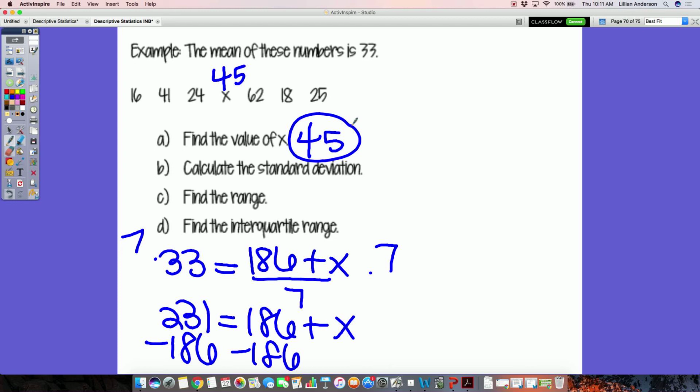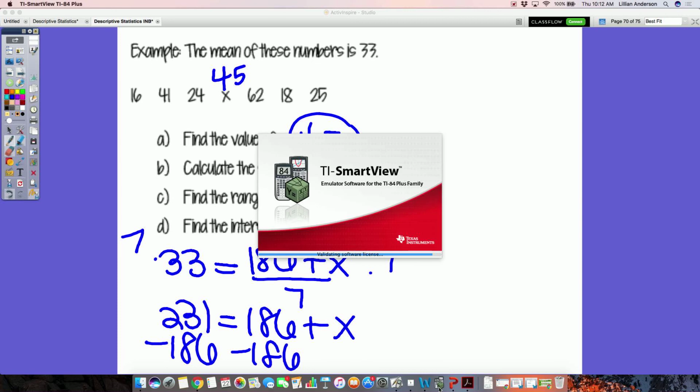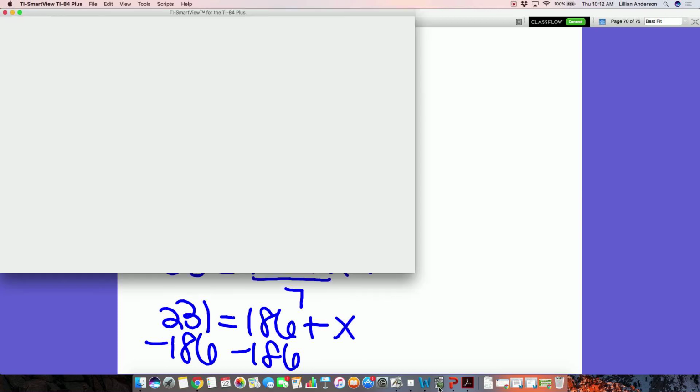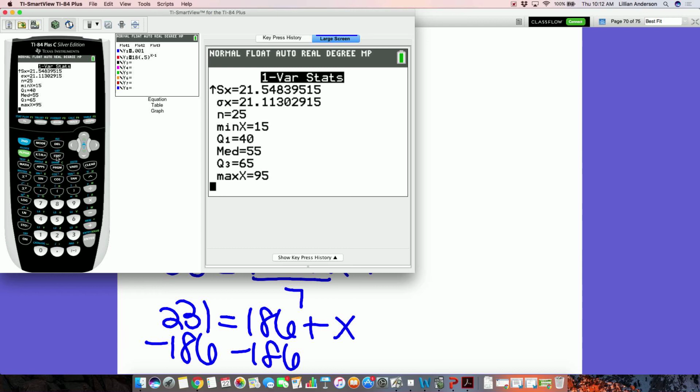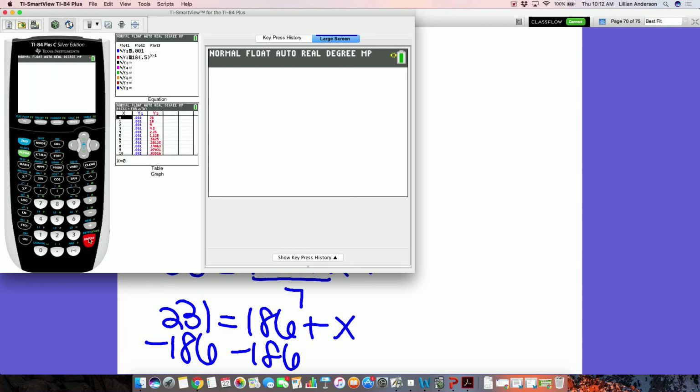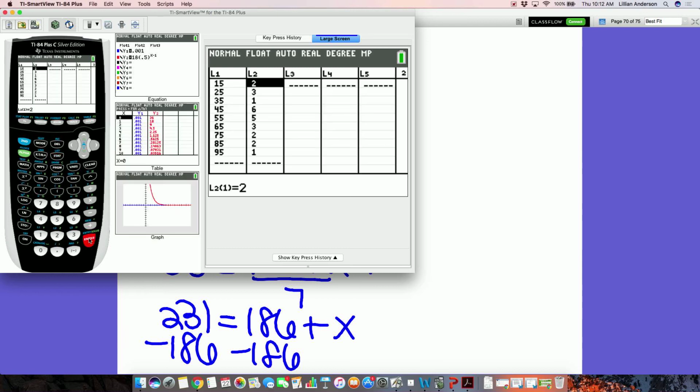Now, to find the standard deviation, we needed to know what that value was because it is a part of our data. So to find our standard deviation, we're going to go to our calculator, and we need to type in our data. I talked about this last class. Where do you go to type in your data? Stat. And then once you go to stat, you need to go where? To edit. So I'm going to go to stat, go to edit, and type in my data.